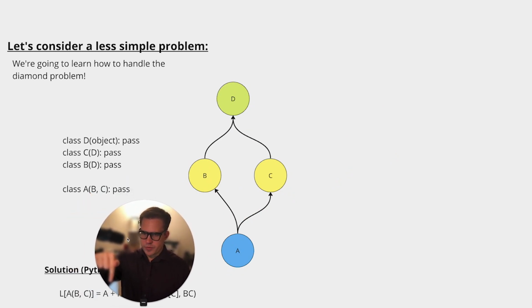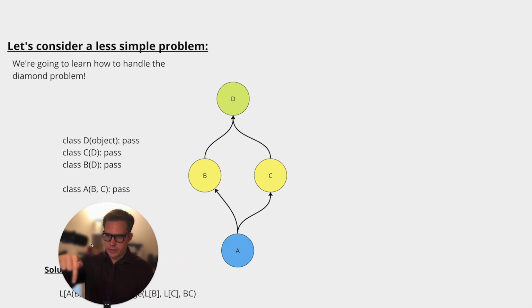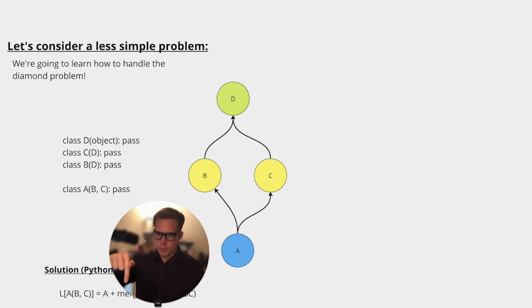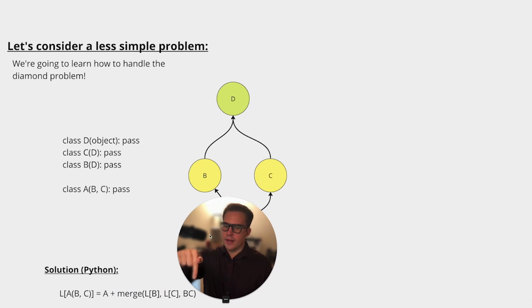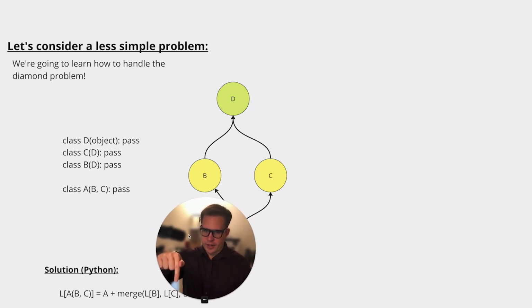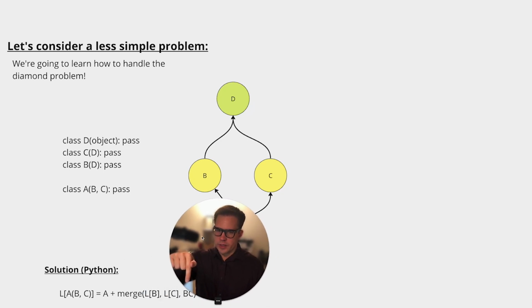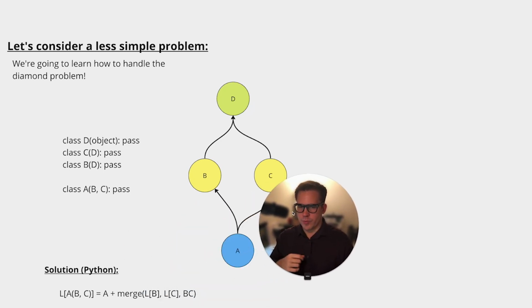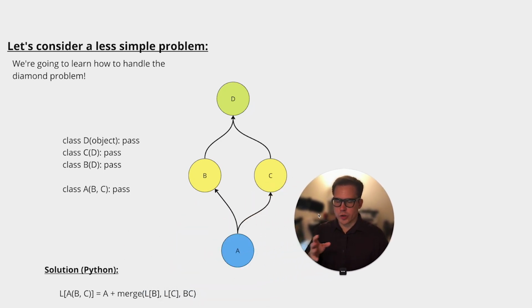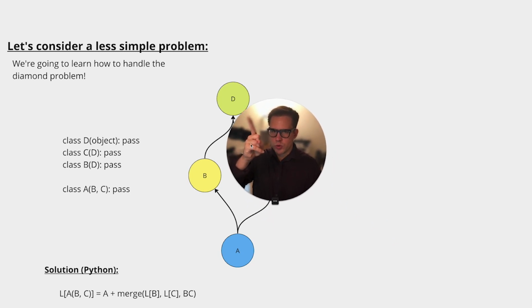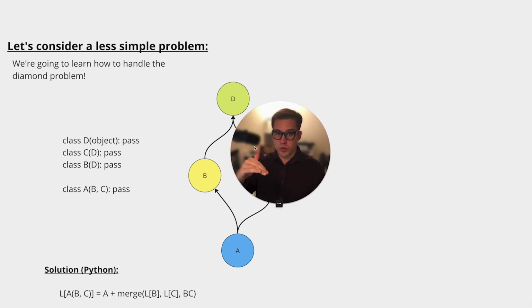Just like before, we can extract A immediately, the most parent class. Plus, and then we need the merge operation. It's recursive again, so we need L of B, L of C, and the list BC. That's what we need. As you can probably tell now, I can kind of see the structure. We probably just need to go to the most derived class here and work backwards almost. And I would agree, it's actually easier at this point.